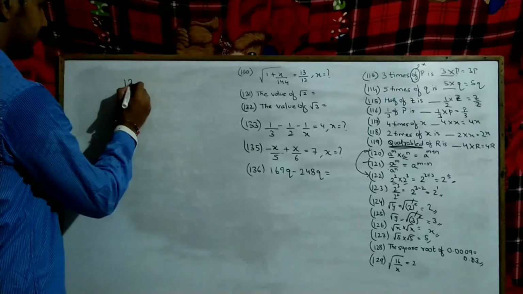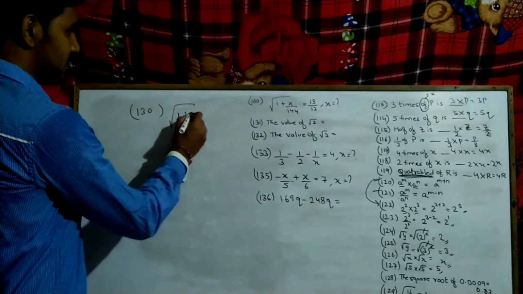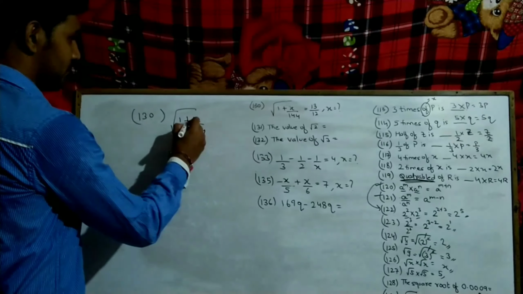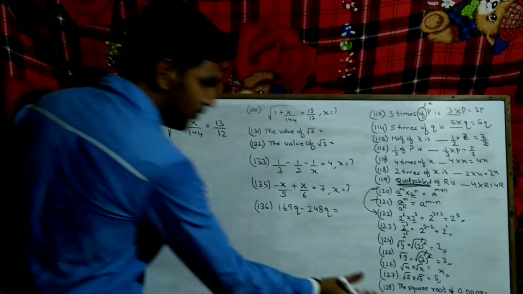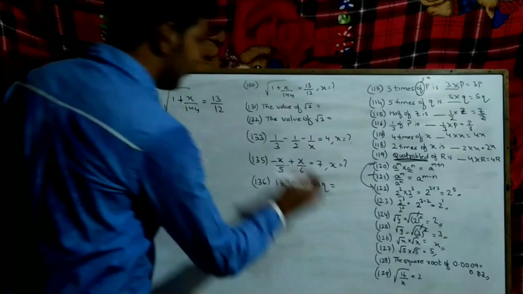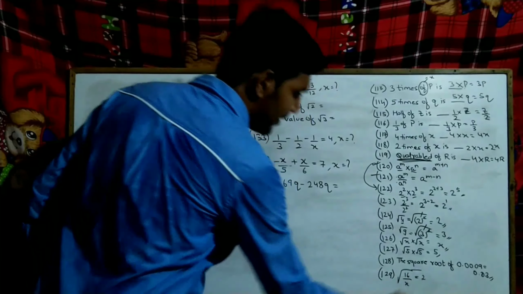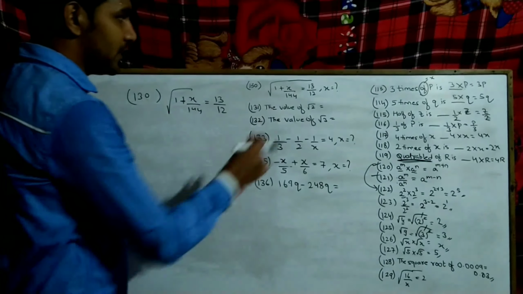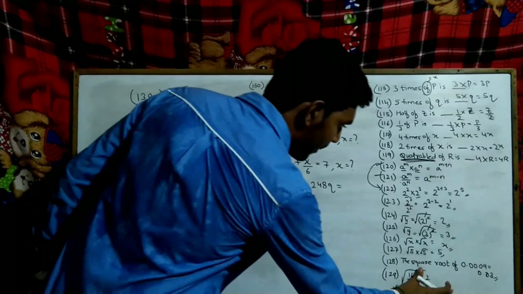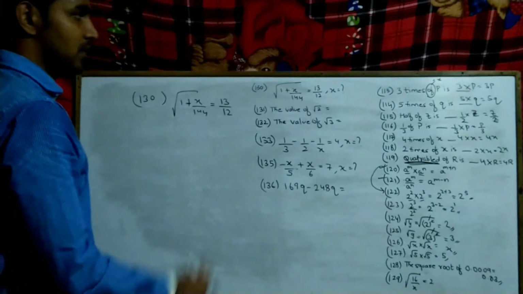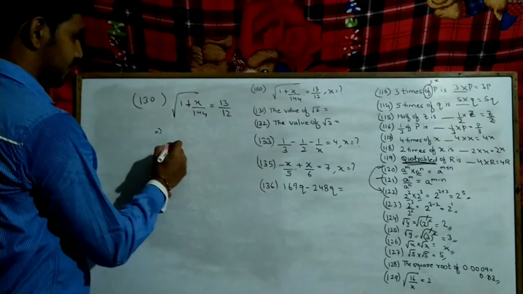Say root over 1 plus x by 144, okay, is equal to 13 by 12. Say in your material 129 and 130 are given like this. Okay, it is given like this, and the back answer is also wrong, but this is like this only. Okay, actually there is a printing mistake. Clear everyone?